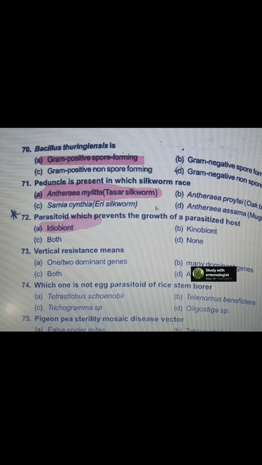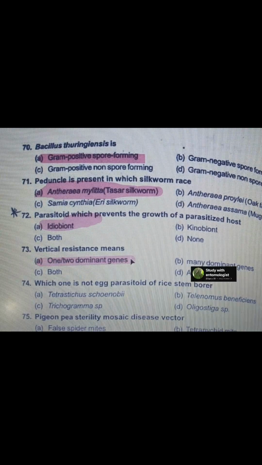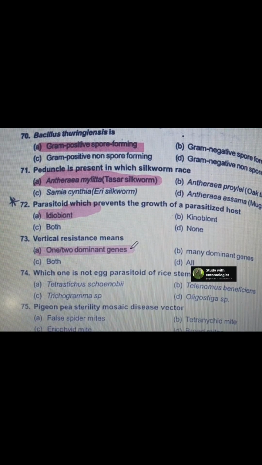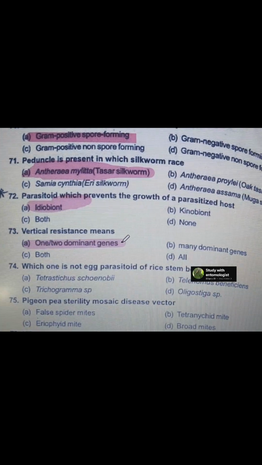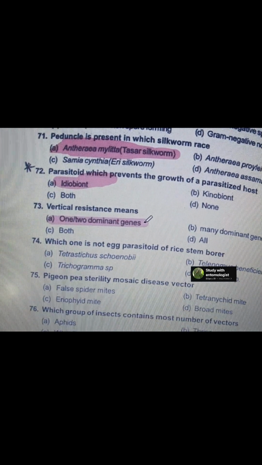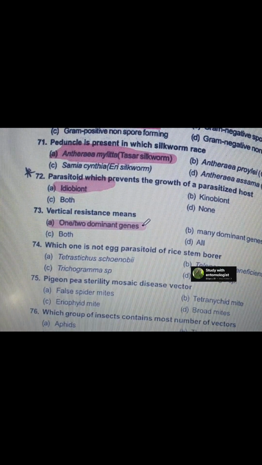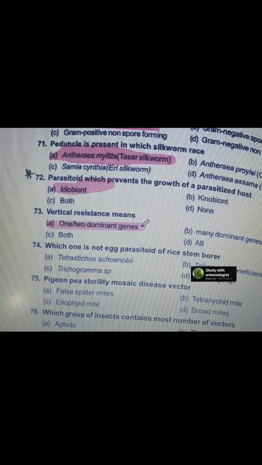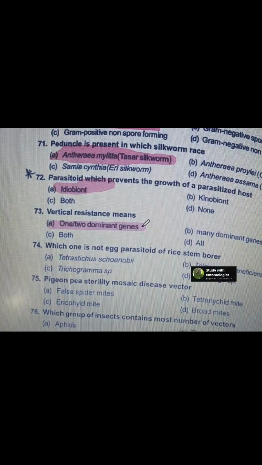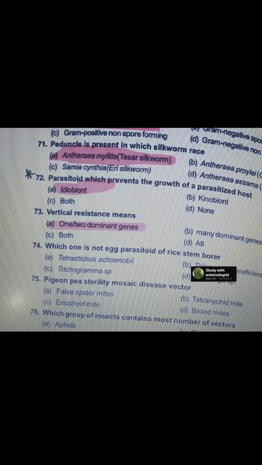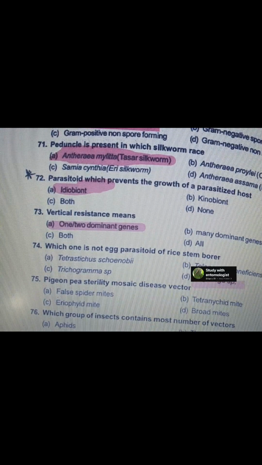Next, vertical resistance means when only one or two dominant genes are present inside; that comes under vertical resistance. Next question: which one is not an egg parasitoid of rice stem borer? We know Telenomus species, Trichogramma species and Tetrastichus schoenobii. These all three are egg parasitoids of YSB. Only Oligosita is not an egg parasitoid of rice stem borer.